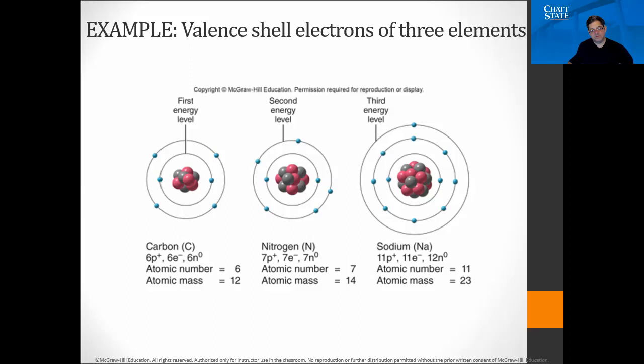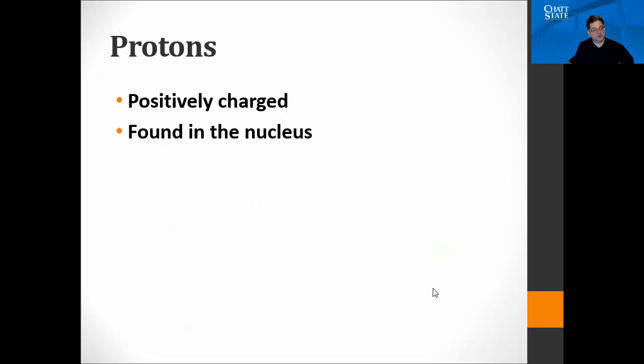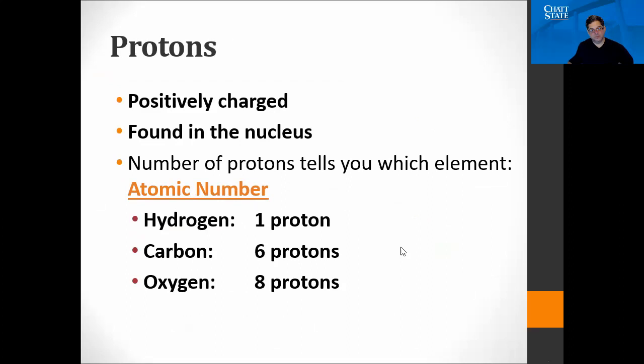Another test question. So you just add them all up, guys. Here we go. Protons are positive. Where are they found? Nucleus. Test question. What do they give us? They give us the atomic number, another test question, which also gives us the electron number as well.